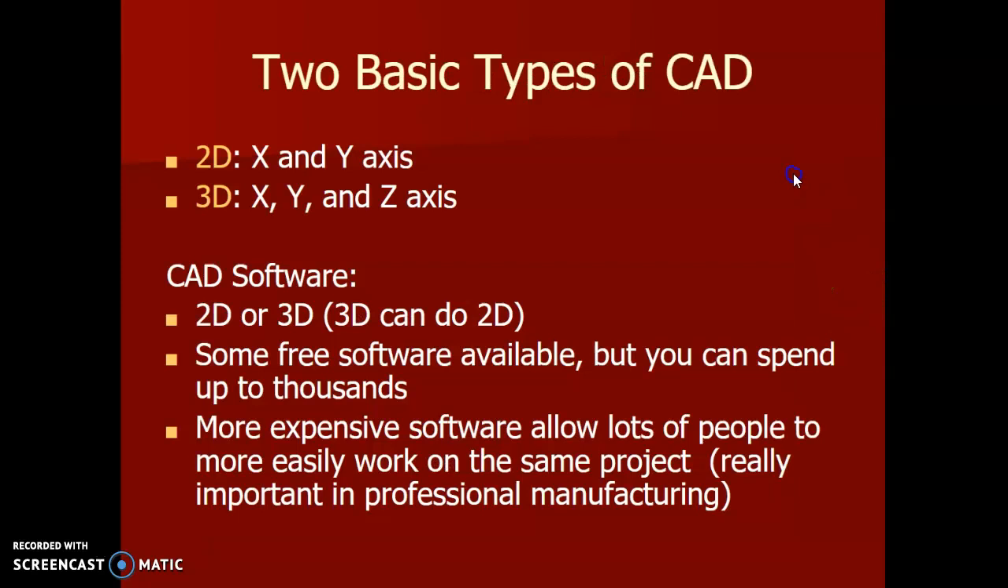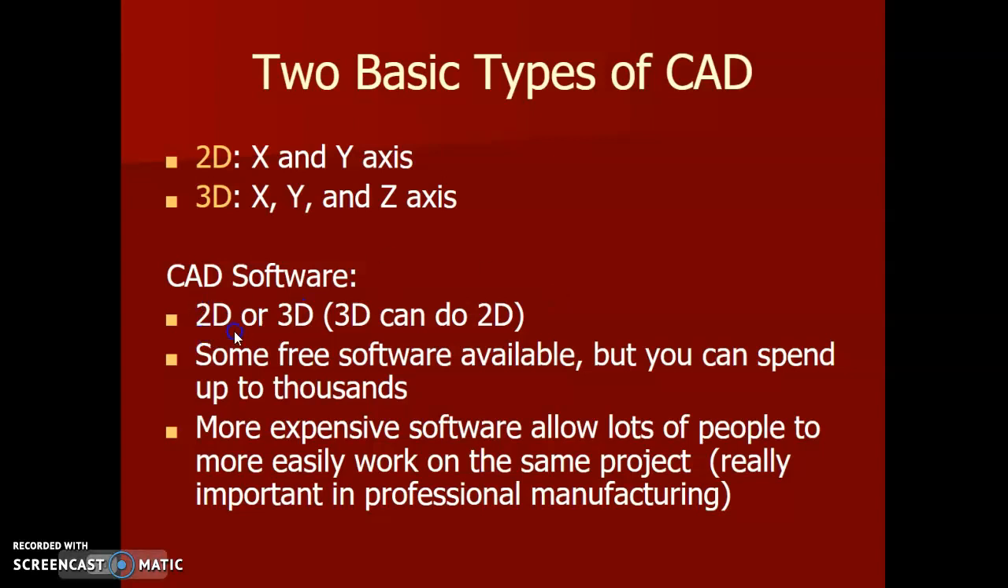So there are 2 basic types of CAD. There's 2-dimensional and 3-dimensional, or 2D and 3D. Well, 2-dimensional only deals with the X and Y axis. Your X axis goes left and right, and then up and down is your Y axis. But if we add a 3rd dimension to it, X, Y, and Z, your Z axis is now the vertical. Your X axis is left and right, and your Y axis is forward and backward.